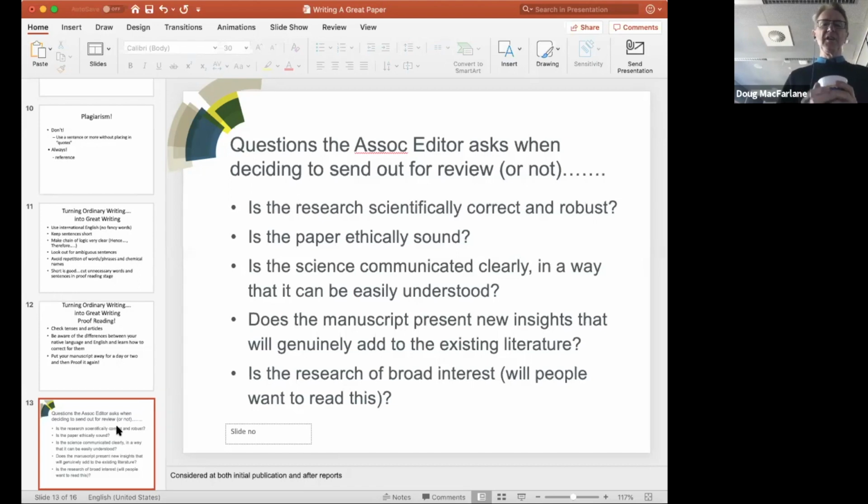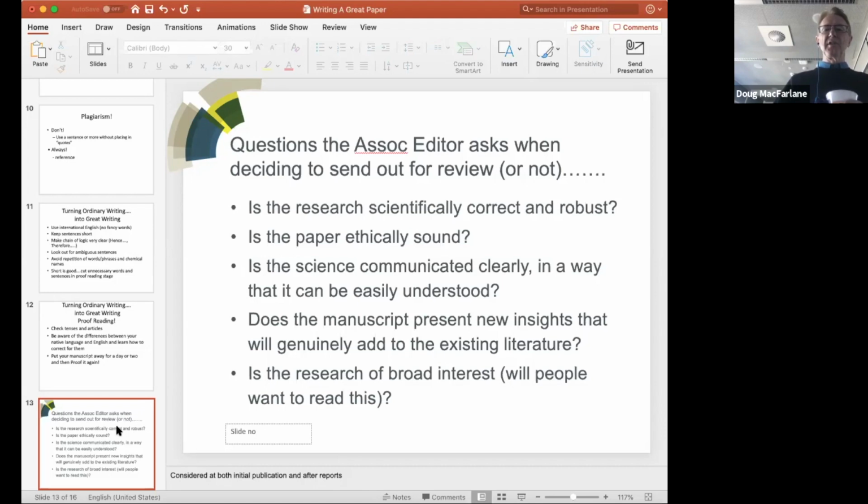So they ask, is it scientifically correct and robust? Is it ethically sound? This is where any history of plagiarism is already in front of these people as they look. So the record of the authors is clear and evident to them. Is there any other ethical issue that might crop up? Right up front in the letter and the abstract, that's probably all they're going to look at.